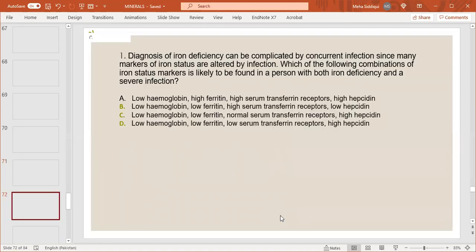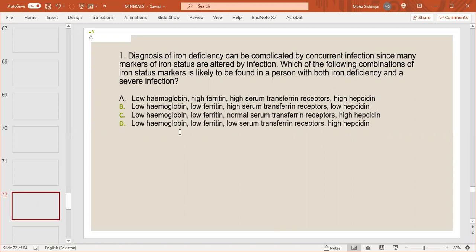Now, coming to MCQs. MCQ number 1. Diagnosis of iron deficiency can be complicated by concurrent infections, since many markers of iron status are altered by infection. Which of the following combinations of iron status markers is likely to be found in a person with both iron deficiency and a severe infection? Option A: low hemoglobin, high ferritin, high serum transferrin receptors, high hepcidin. Option B: low hemoglobin, low ferritin, high serum transferrin receptors, low hepcidin. Option C: low hemoglobin, low ferritin, low serum transferrin receptors, high hepcidin.